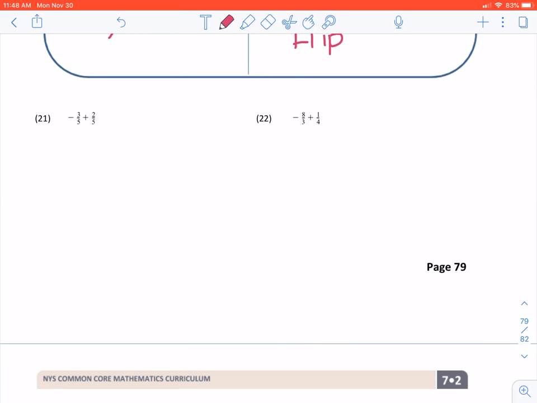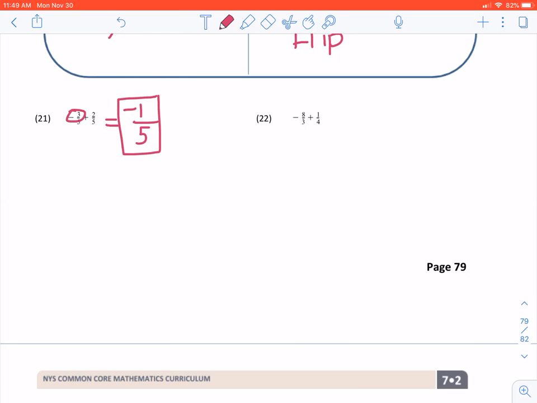So we do have a common denominator when we're adding. So we're adding the top numbers, negative 3 plus 2. Now they're opposite signs, so we're going to subtract. 3 minus 2 is 1. The denominator always stays the same. Now 3 is a bigger number, 3 is negative, so my answer is negative 1/5.